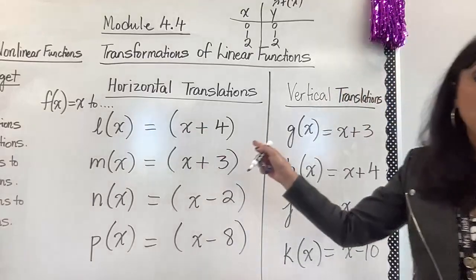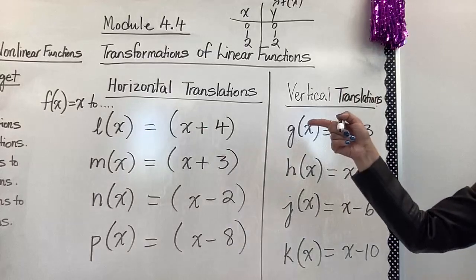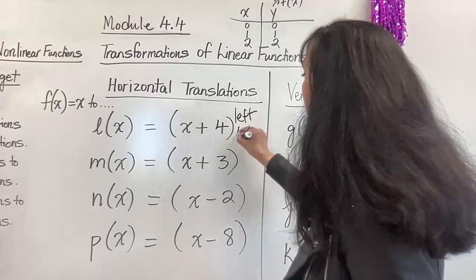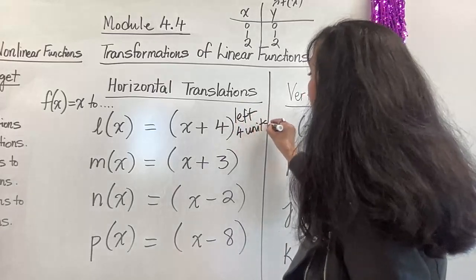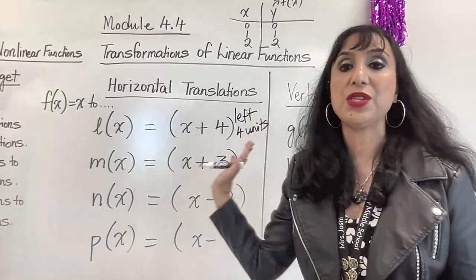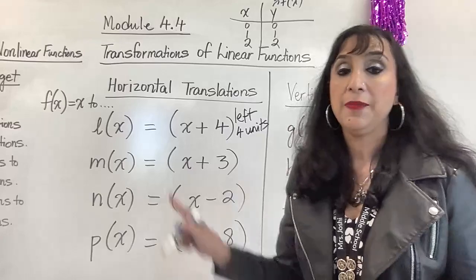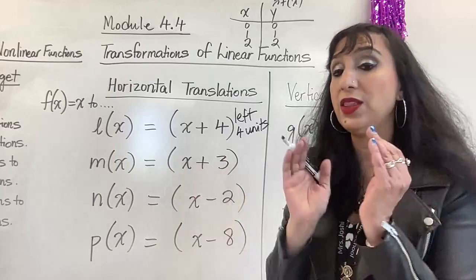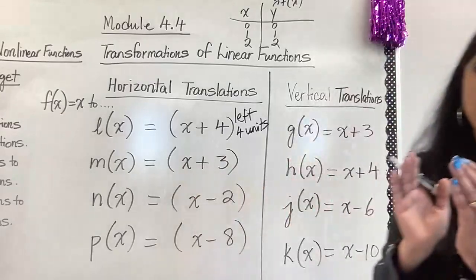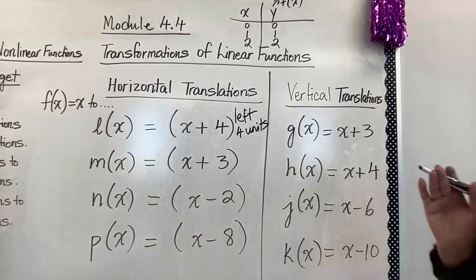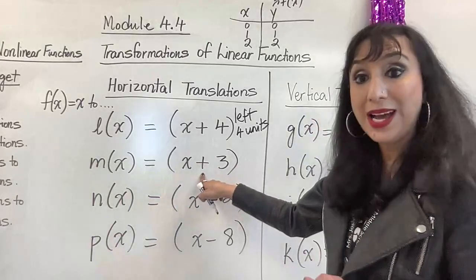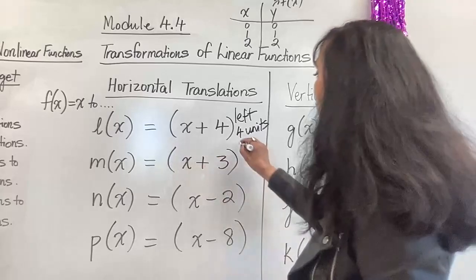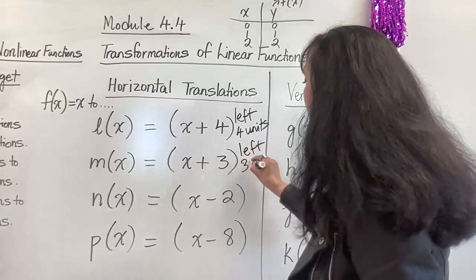So this is moving left 4 units. This one. This is moving left 4 units. So please remember, it's the opposite of what you're seeing. And we're going to do some problems so you understand why. Look at this one. m of x is equal to x plus 3. Once again, it's within the grouping. So this graph is going to be shifting left, okay? Because they have the plus, and the opposite of that would be minus is going to go to the left. So this is moving left 3 units.